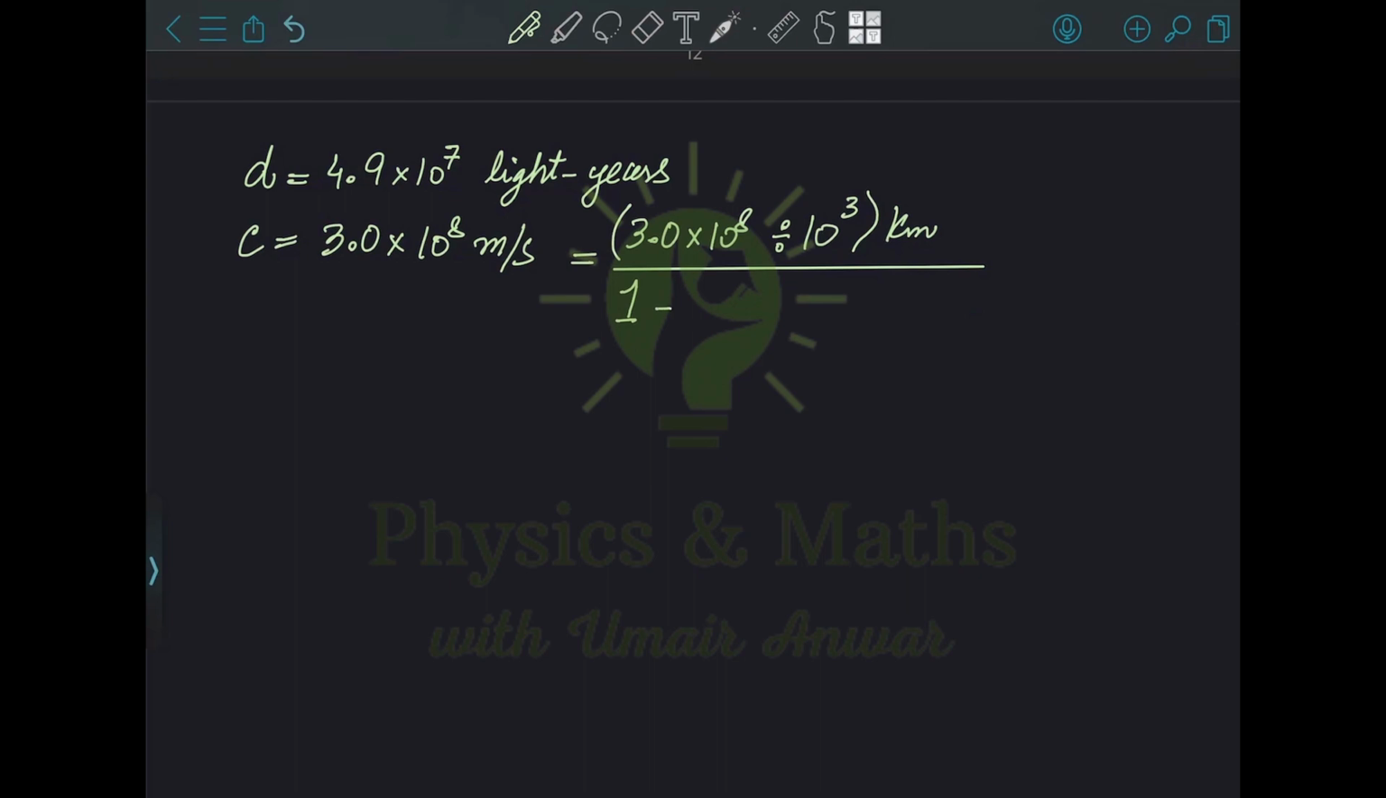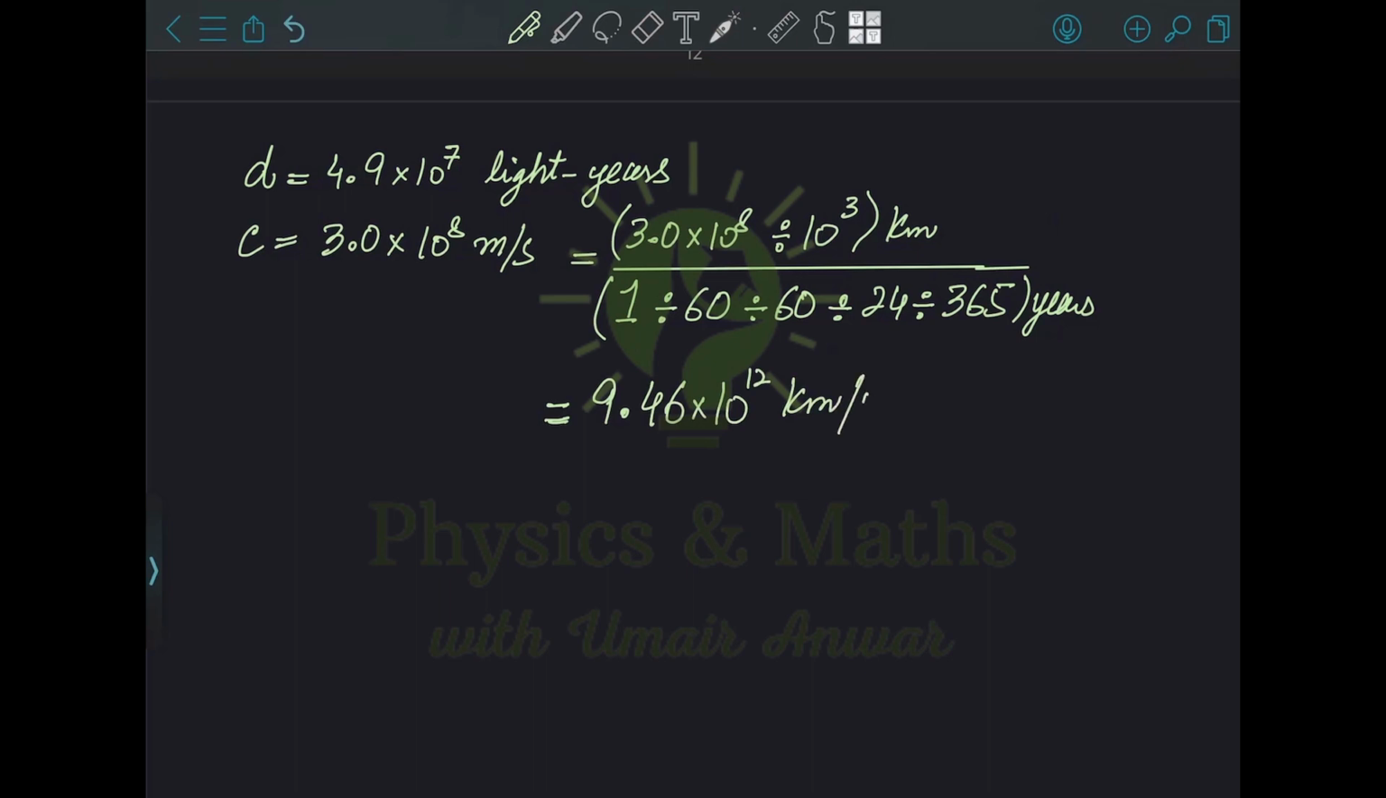Now, if I want to convert this 1 second into years, then it would be divided by 60 to be converted into minutes, further 60 to be converted into hours, further 24 to be converted into days, and further 365 to be converted into years. So the speed of light would now be converted into kilometers per year. And this speed of light becomes 9.46 × 10^12 kilometers per year.